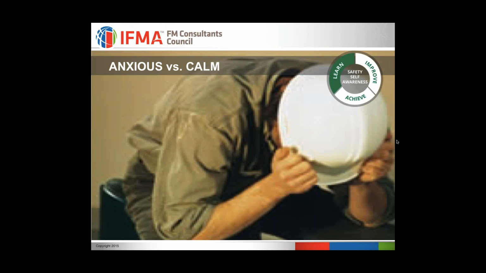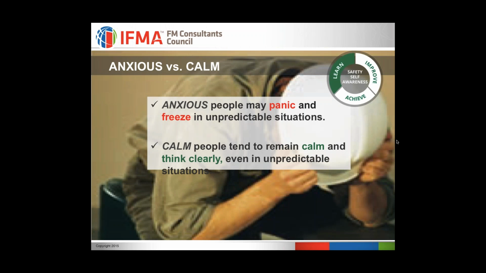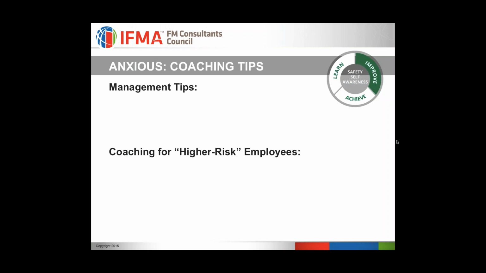Let's move on to the next personality dimension. This is someone who's a bit more anxious versus the calm and steady individual. Anxious people may panic and freeze in unpredictable situations. It doesn't mean they will, but they might. Whereas a more calm individual usually thinks clearly and remains calm, even in unpredictable situations. And this is what is important: it's when something unpredictable pops up, that unforeseen sudden crisis. What do they do? Do they freeze, or are they acting calmly all the time?